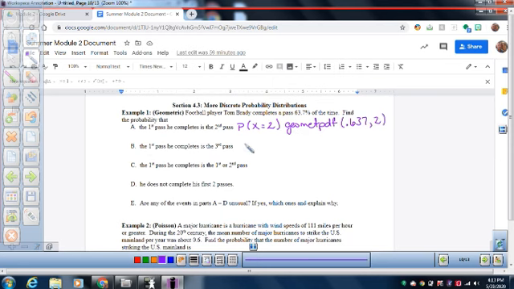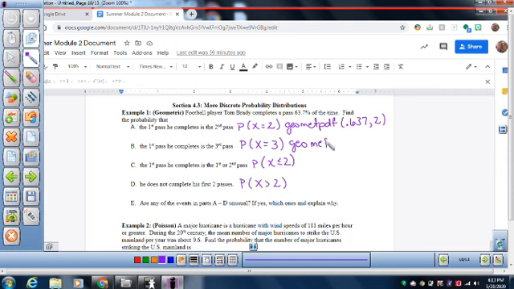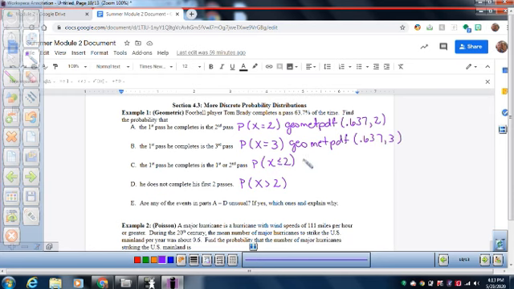The first pass he completes is the third pass, so that would be probability X is equal to 3. The first pass he completes is the first or the second, so he's going to complete his first pass on or before his second pass. If he does not complete his first two passes, then he's going to complete the first pass after his second. So this would be a geometPDF, going back to B, 0.637, 3.